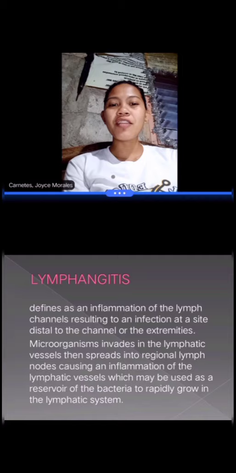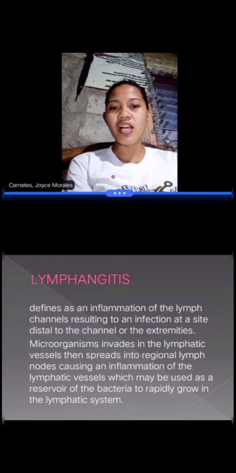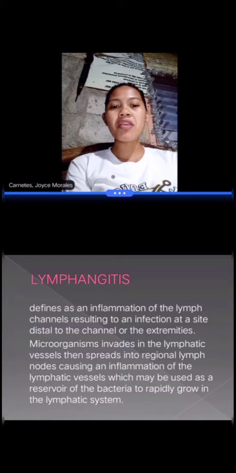First, let me discuss to you the lymphangitis. Lymphangitis is defined as inflammation of the lymph channels resulting from an infection at a site distal to the channel or the extremity. Microorganism invades the lymphatic vessels, then spreads into the regional lymph nodes, causing an inflammation of the lymphatic vessels, which may be used as a reservoir for the bacteria to rapidly grow in the lymphatic system.